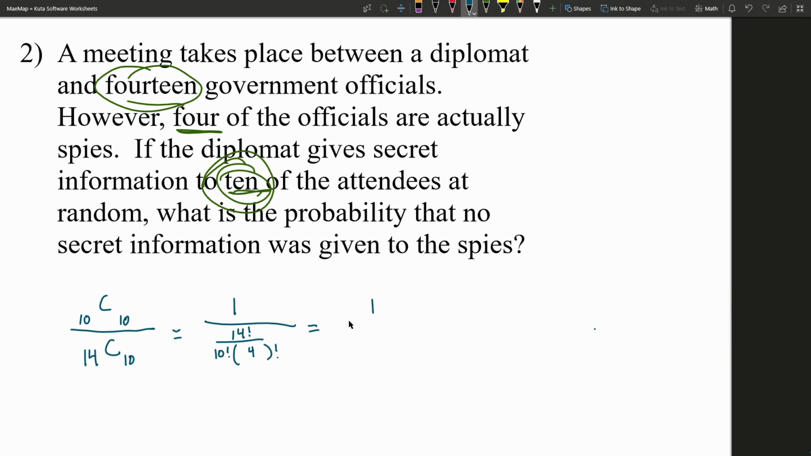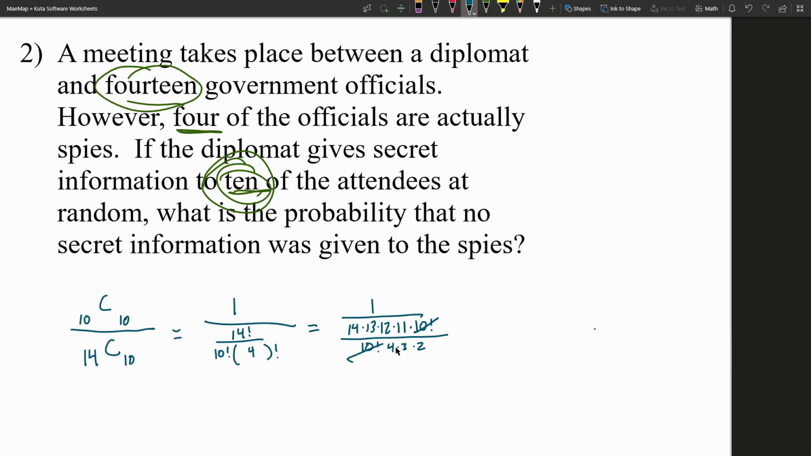Simplifying this down, I'm going to have 1 all over, our greatest factorial in the denominator of our denominator is currently 10. So I'm going to write out this 14 factorial until I get to 10. So that's going to be 14 times 13 times 12 times 11 times, and I'll stop at 10 because the 10 factorial will get canceled out. And 4 factorial, I'll quickly write out as 4 times 3 times 2 times 1. 10 factorial canceling out with 10 factorial, I no longer have a factorial in my problem.